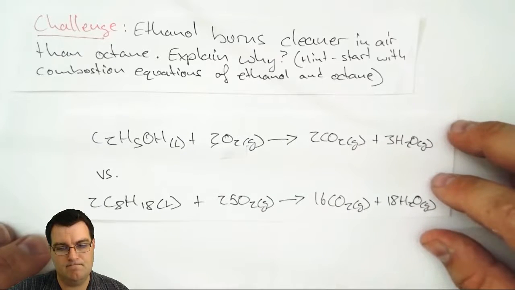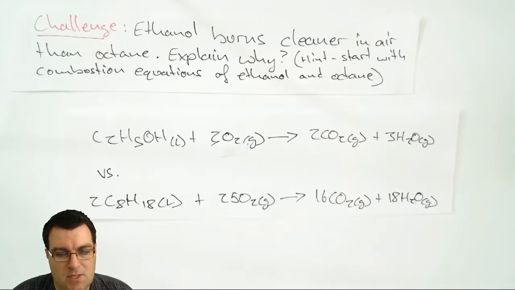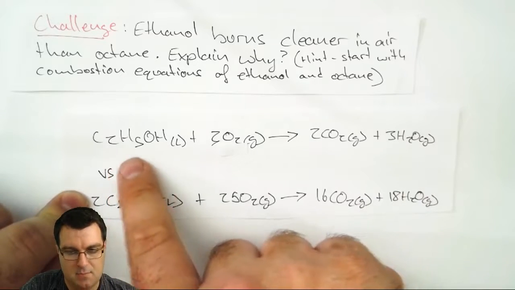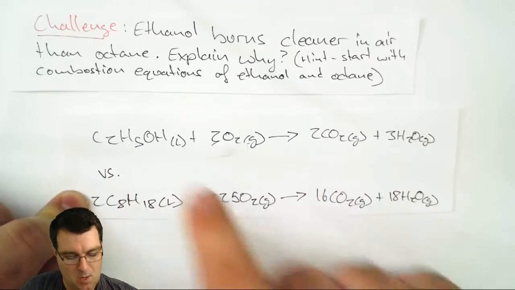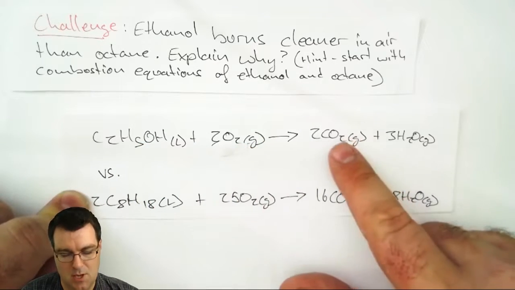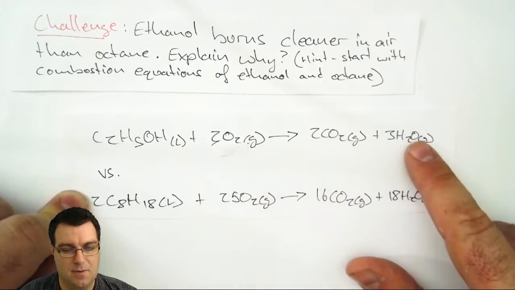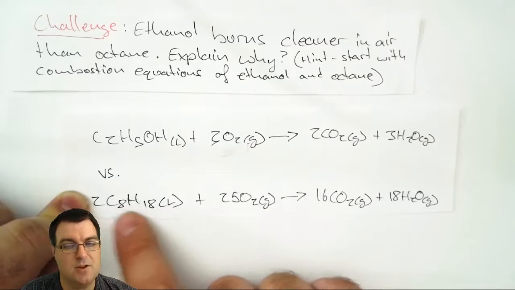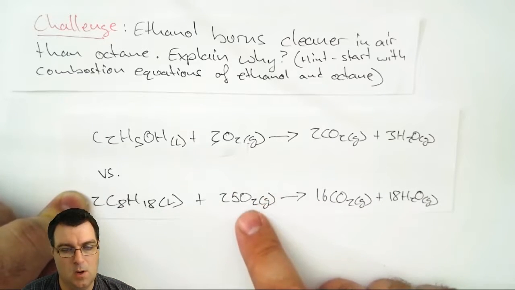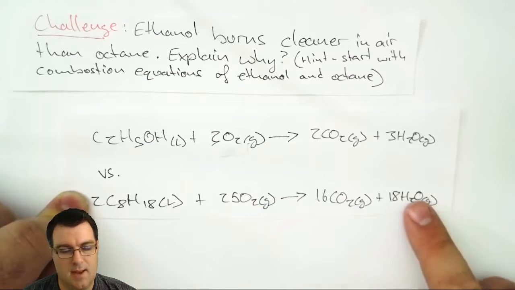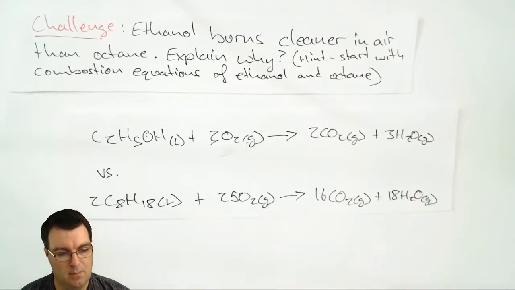Now, here we go. Let's have a look at those combustion equations as we explain this challenge. Here we have the complete combustion of ethanol, where 1 ethanol molecule reacts with 3 oxygen molecules to form 2 carbon dioxide and 3 water molecules. Here we have octane, where for every 2 octane molecules it reacts with 25 oxygen molecules to form 16 carbon dioxide molecules and 18 water molecules when it reacts to complete combustion.